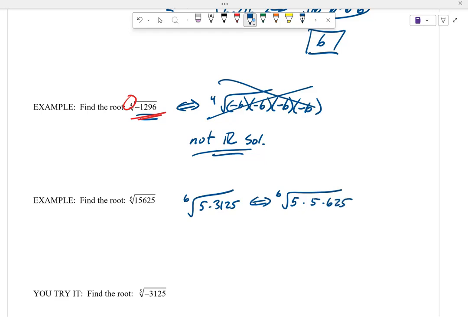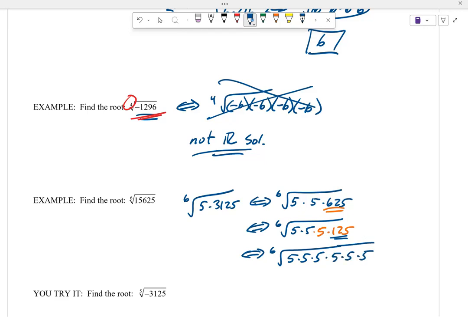And 625 will go into 5. That's 5 times 125. So I got 5 and 5. The 625 is 5 times 125. And we know 125 is 5 times 5 times 5. So there's my 3 5s. 125 is 5, 5, 5. So I actually do have 6 of a kind, don't I? So this just ends up being 5. Right?